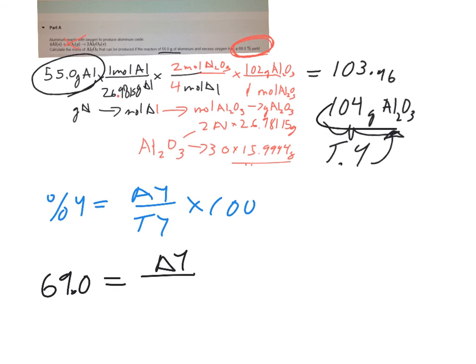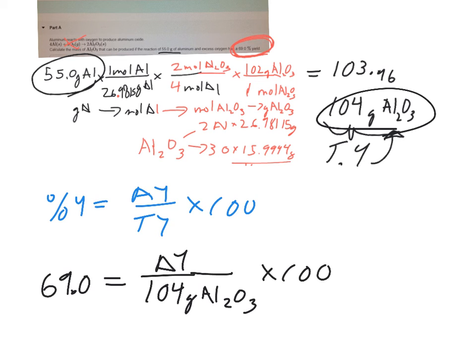You just solved for your theoretical yield, that 104, times 100. We do the algebra. Another way to think about it is we can only make 69% of what we're supposed to be able to make. So 104 times 0.69, and that gives us an actual yield of 71.8 grams.